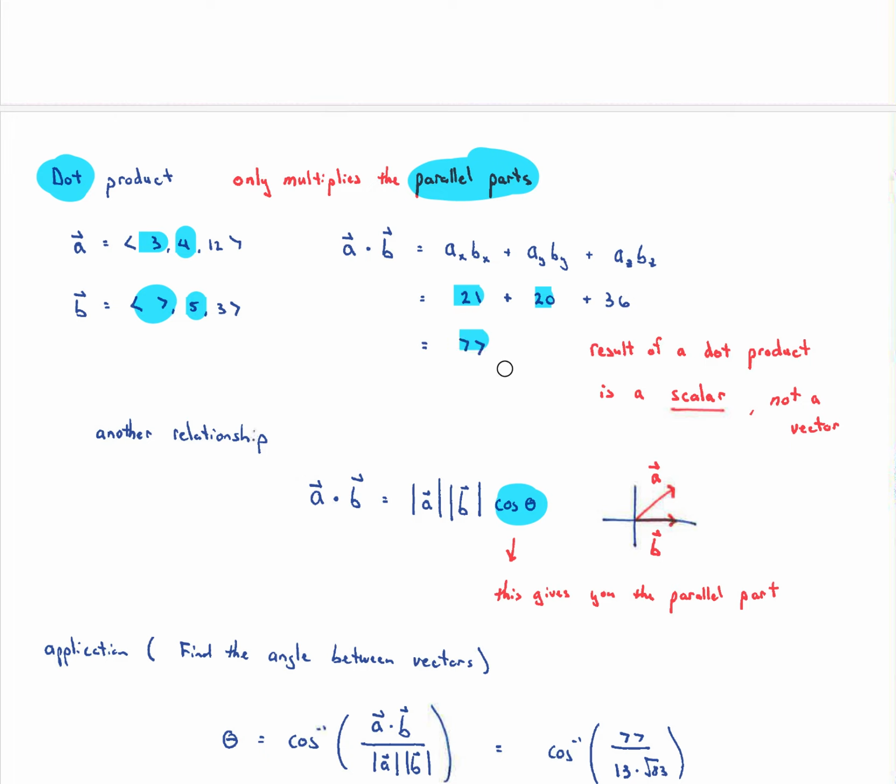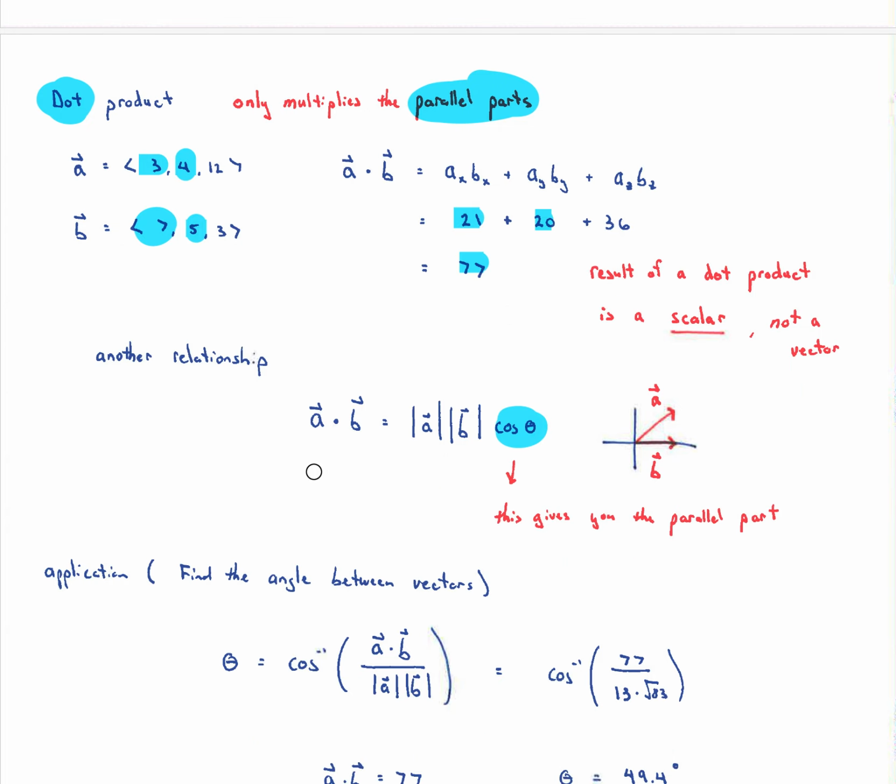And remember, the result of the dot product between two vectors is a scalar, not a vector. Again, the dot product of two vectors is a scalar. It's just a number. In a physics sense, the dot product between force and displacement is work, and work is a scalar. It'd be 77 joules of work done. It'd be the total amount of work.